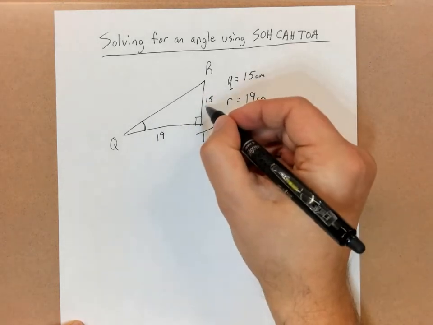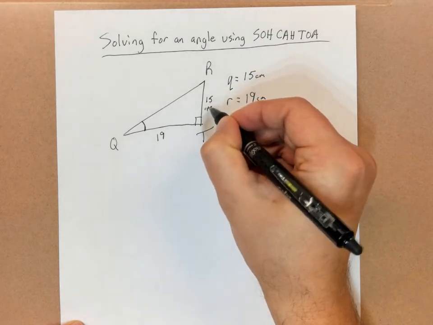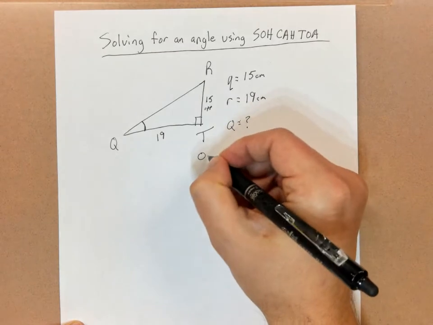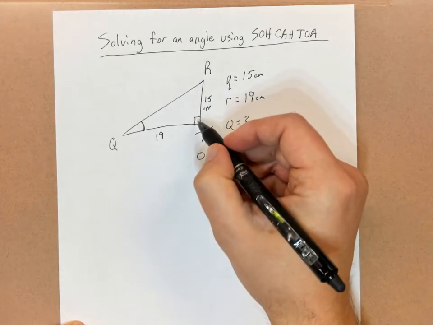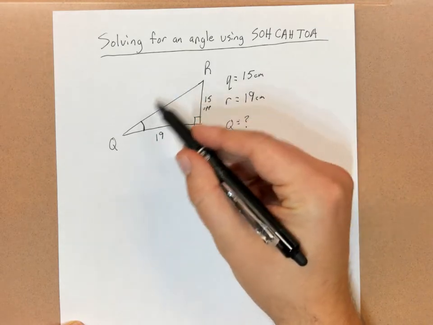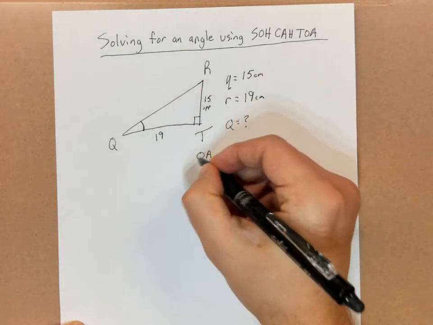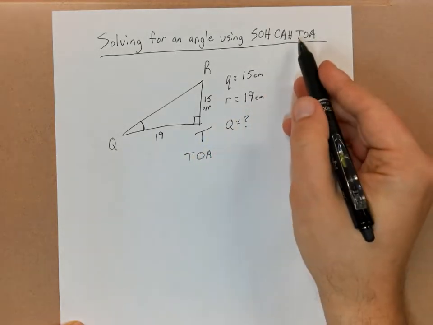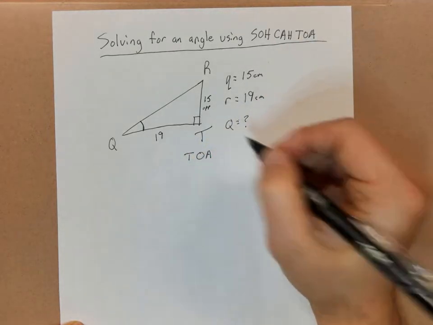So this 15 is going to be my opposite, and then the 19 is going to be my adjacent, because I know that my hypotenuse is always across from the right angle, so the hypotenuse is going to be side t here. So I have opposite and adjacent, so that means I'm going to want to use TOA, or I'm going to use my tangent function to solve for Q.